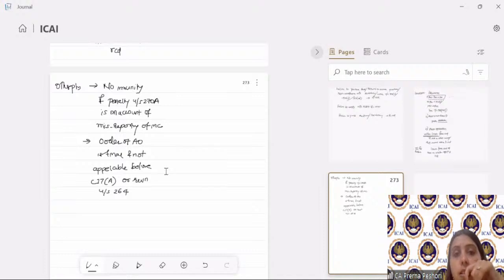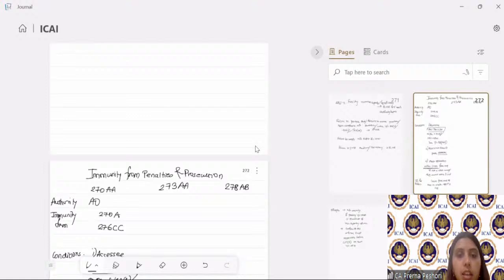Clear? So this is about section 270AA. We have done 270AA. Now, what about 273A? Now for 273A, again there is a possibility of waiver. 273A, there is a possibility of waiver.